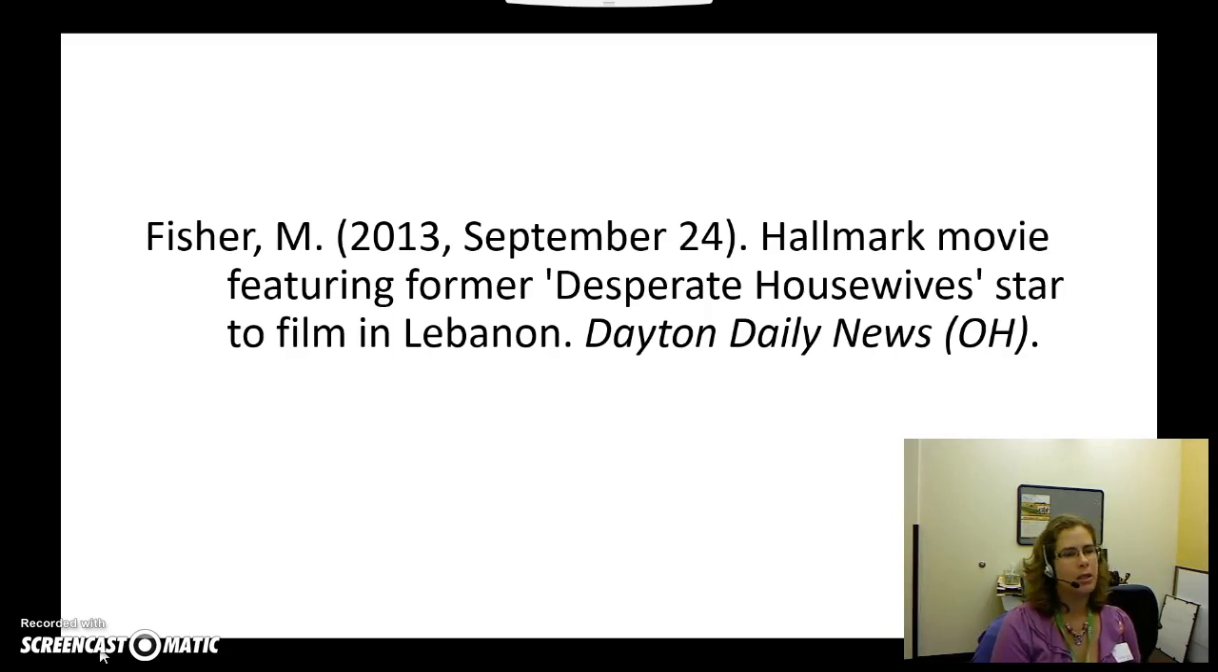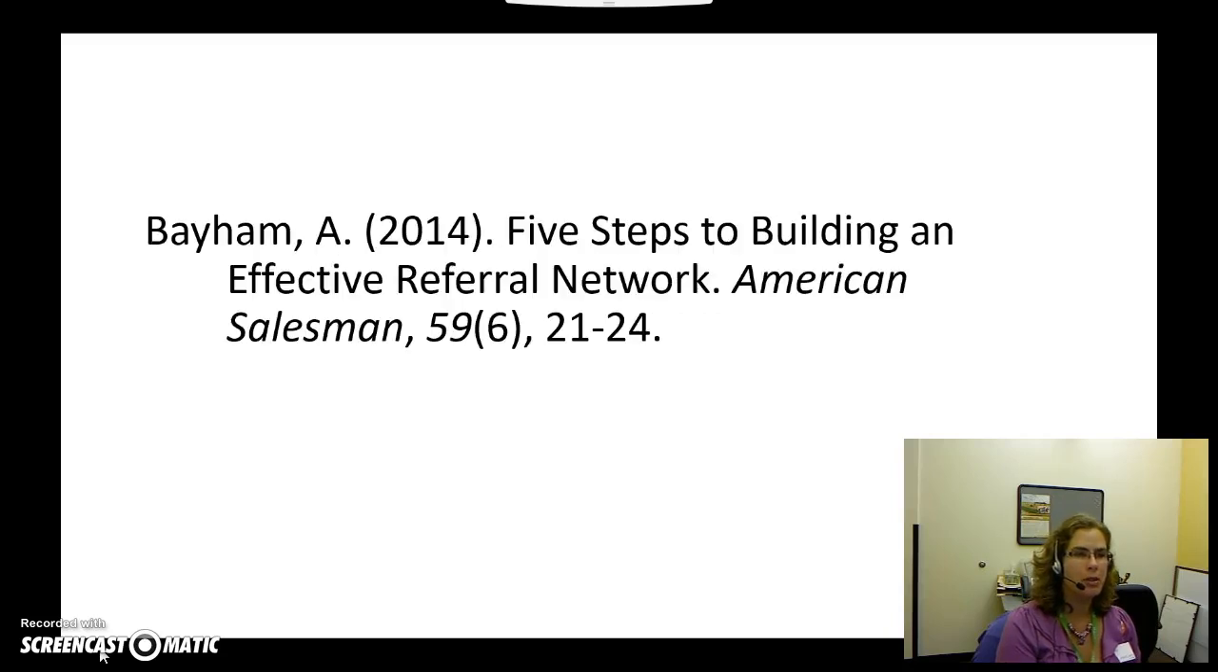The last thing I want to take a look at here are the citations and the format that you would use to cite these different types of publications. You can tell from looking at the title here, this is clearly a citation for a popular article. Hallmark movie featuring former Desperate Housewives star to film in Lebanon. This is a popular source because it appeared in a newspaper, the Dayton, Ohio Daily News. And so this is just an example of what you would see if you're looking at a citation and how to tell that this is probably a popular source.